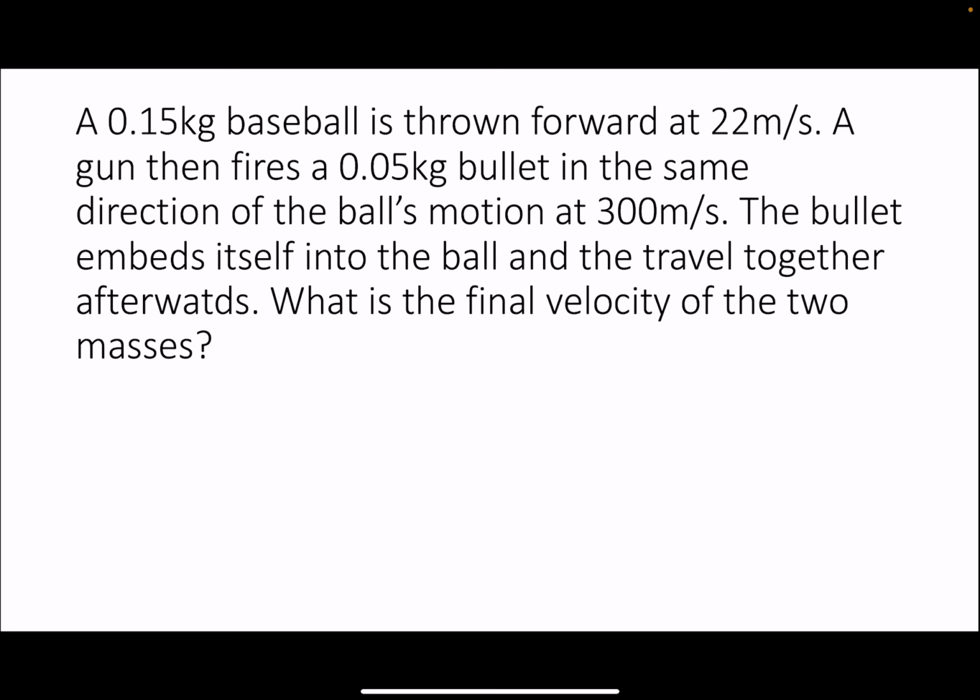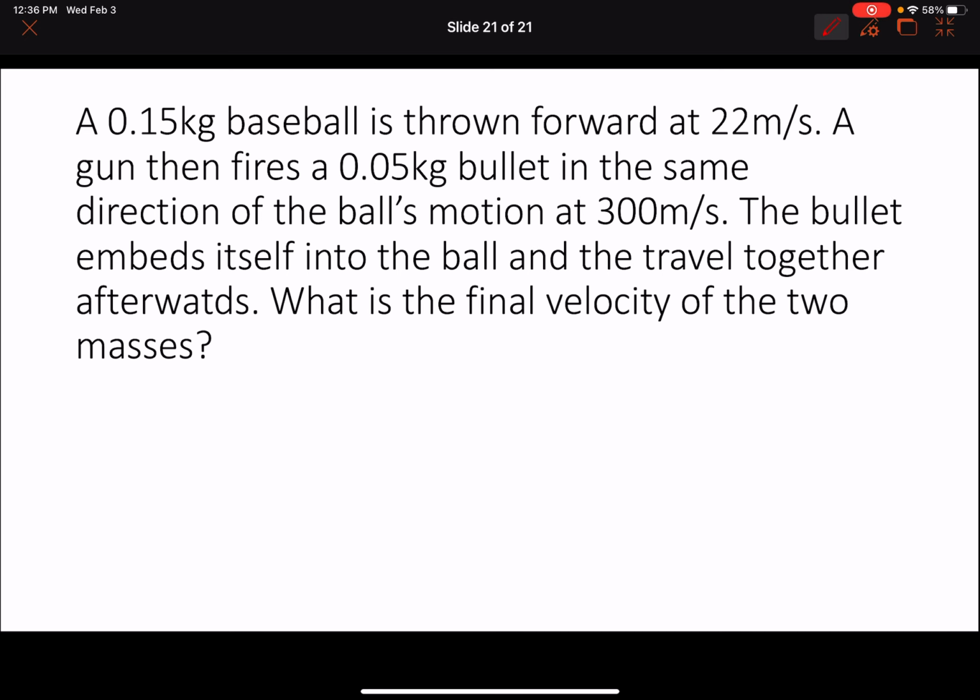A 0.15 kilogram baseball is thrown forward at 22 meters per second. A gun then fires a 0.05 kilogram bullet in the same direction of the ball's motion at 300 meters per second. The bullet embeds itself into the ball and the two travel together afterwards. There's a typo there. What is the final velocity of the two masses? And so because after the collision, they are moving together because the bullet is embedded into the ball, it's a perfectly inelastic collision.